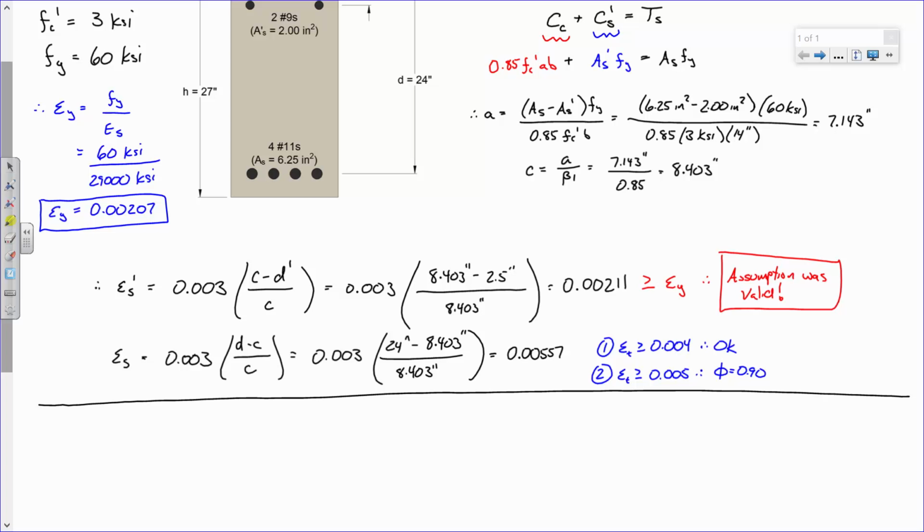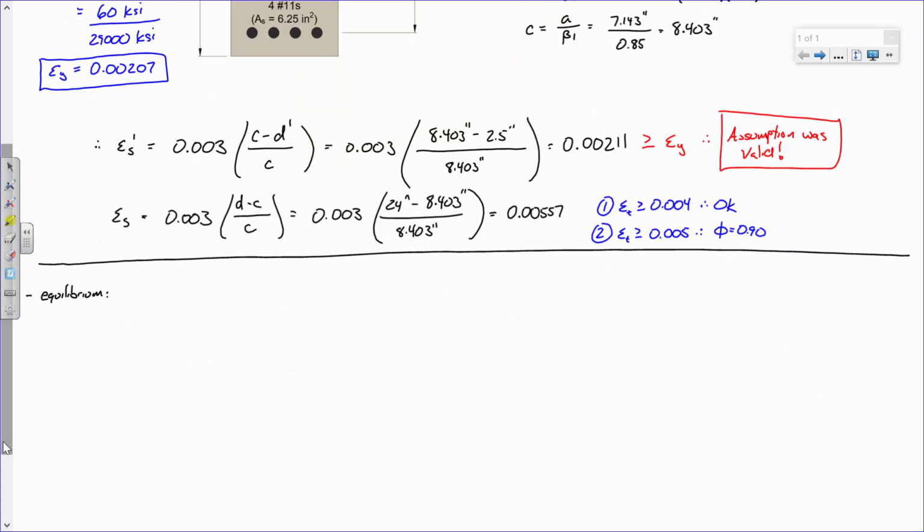Everybody with me? We're not done because we have to actually do the analysis of the problem. In other words, we have to actually determine the moment capacity. So let's look at the moment capacity. Let's go back and assess equilibrium again. We have three forces on this beam. We have the compressive force in the concrete, the compressive force in that upper layer of steel, and the tensile force in the steel down below.